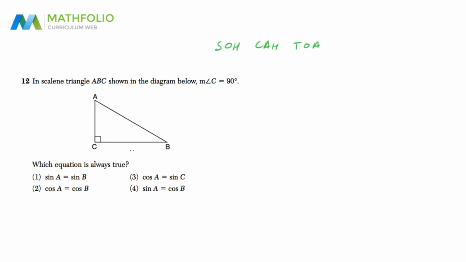Well, opposite angle A is side little a, opposite angle C is side little c, and opposite angle B is little b. And so for number 1, it says sine A equals sine B. So let's think, sine A equals sine B. Well, sine of A is the opposite, which is A, all over the hypotenuse, which is C. So that's A over C. Sine B is opposite, which is B, all over hypotenuse, which is C. So that's B all over C.